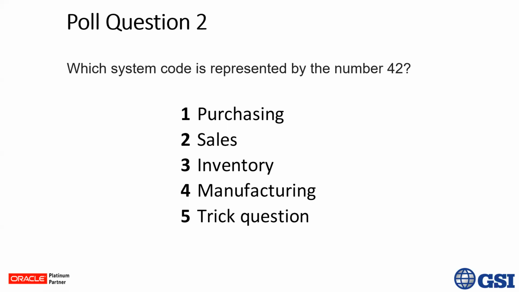Okay, that looks good. I got some answers, mostly 2s and some 5s. The correct answer is number 2. It is the system code for sales. If we recall, purchasing was 43, inventory is 41, and manufacturing was 31 and 32. These are the modules whose transactions impact inventory, hence they use the DMAAIs. That's why we're limited to these four. Very good, thank you guys.